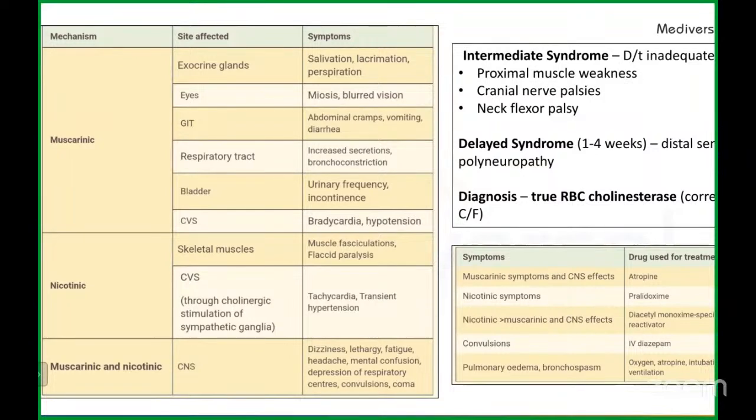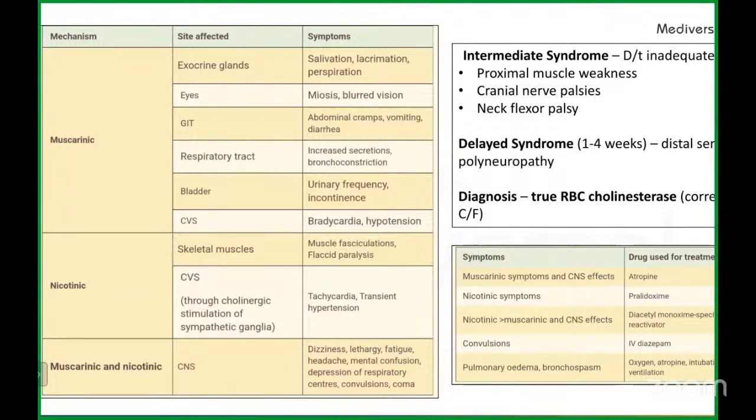Acetylcholine, we know, also binds to the nicotinic receptors, and because of the nicotinic side effects, it will cause flaccid paralysis and fasciculations. In fact, I remember a question which was asked once upon a time: the muscle fasciculations which happen in OP poisoning are due to which side effects? Is it the muscarinic side effects or is it the nicotinic side effects? The answer is nicotinic.